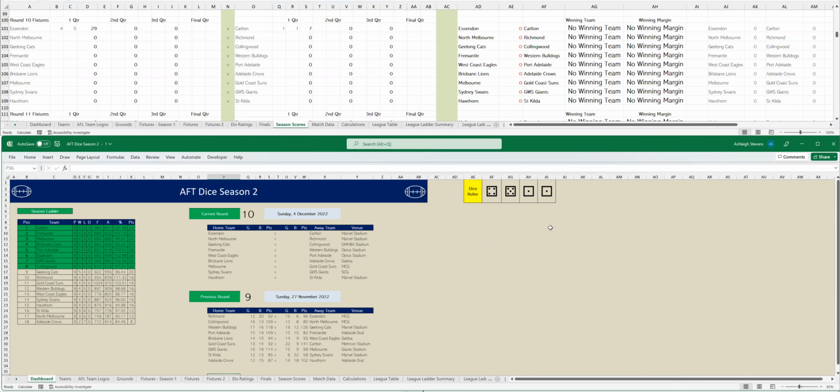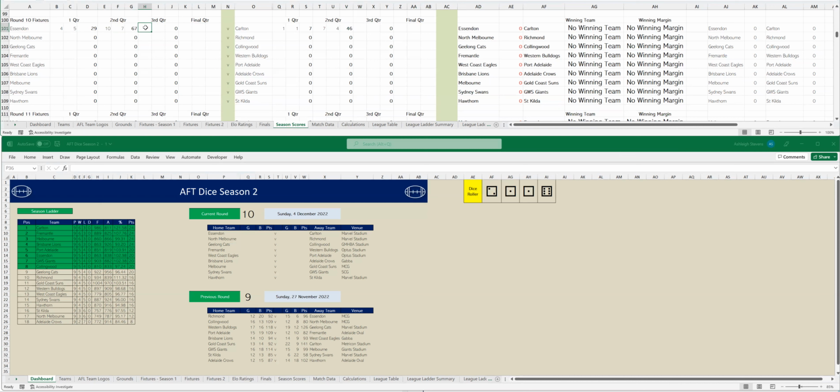Let's go to the second quarter. Essendon have kicked 6 goals 2, so that's 10 goals 7 to Carlton 6 goals 3, so that's 7 goals 4. At half-time, Essendon are leading by 21 points.